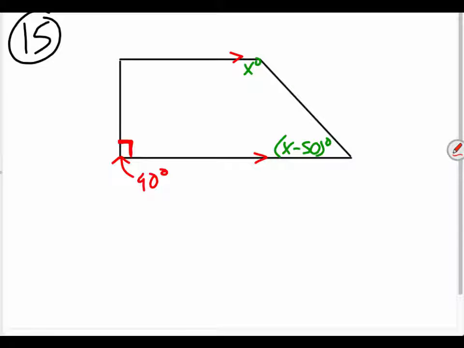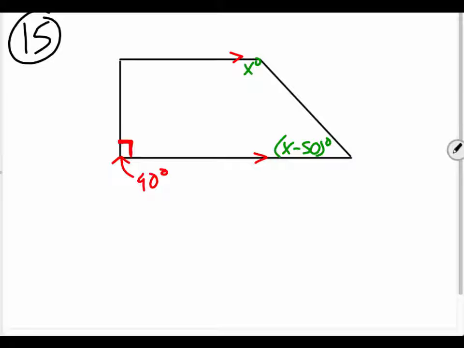Does anybody know what the sum of the interior angles on a four-sided figure is? Yes, 360, right? So all these angles should add up to 360. Now, you might say to yourself, well, Mr. Adams, why did they put this in with the parallel line and all that stuff? Why is that in there?